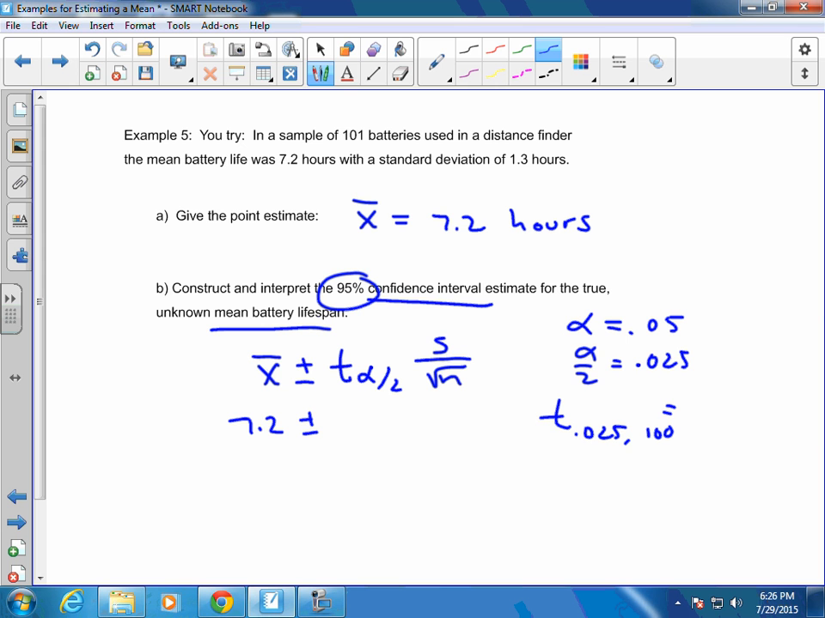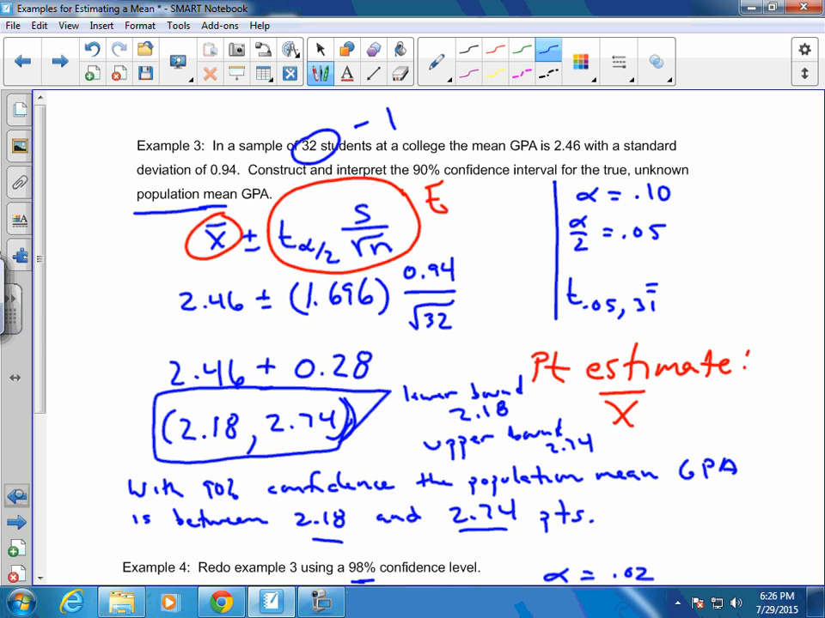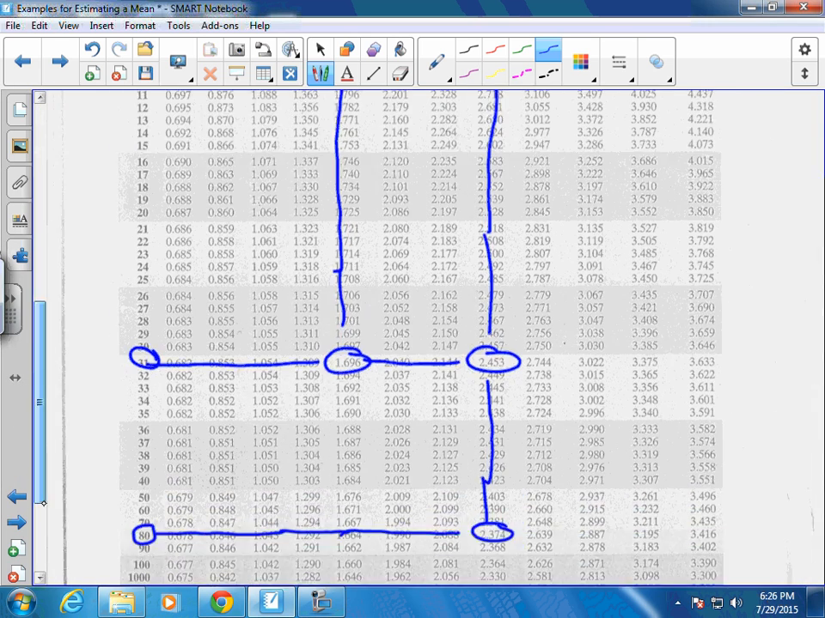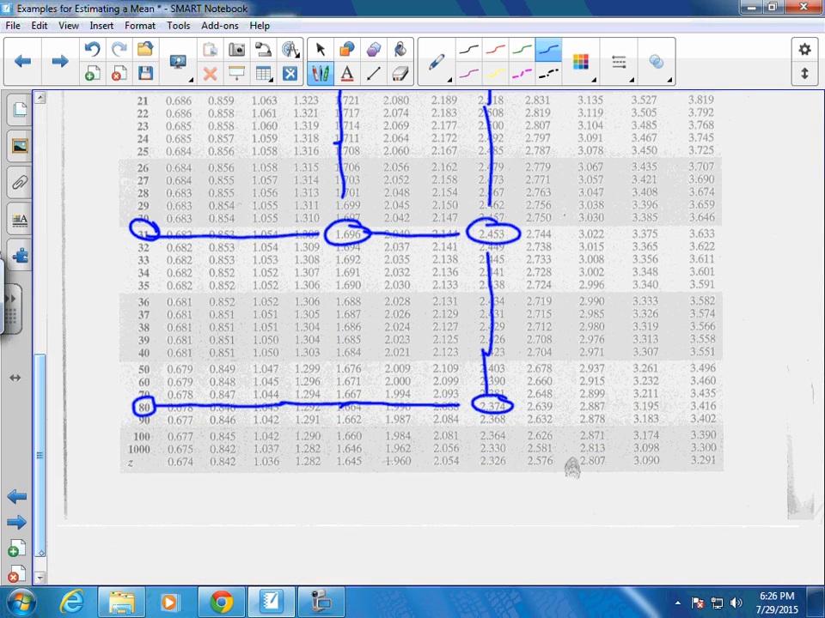Here's what I'm going to ask you to do. If you have a problem where the degrees of freedom are not in our table, just go with the closest degrees of freedom. I think our table has 100 degrees of freedom in it. It starts counting by tens at 40 and then it hits 100. So we want to match this up, 100 degrees of freedom with 0.025.